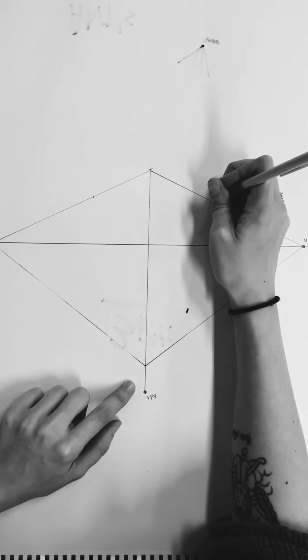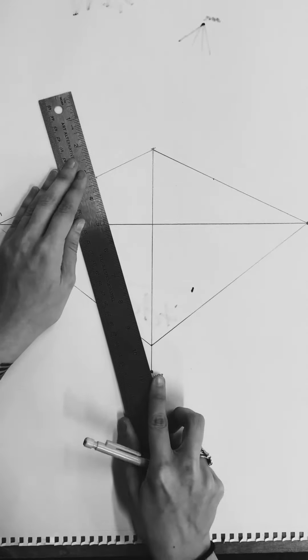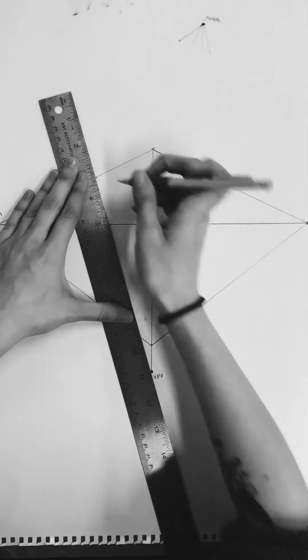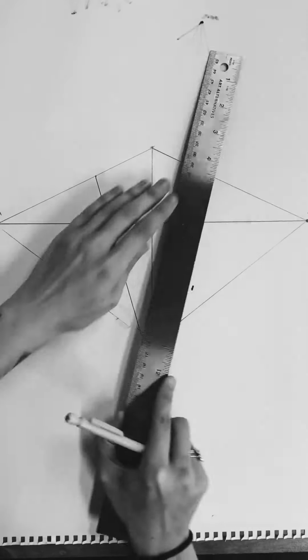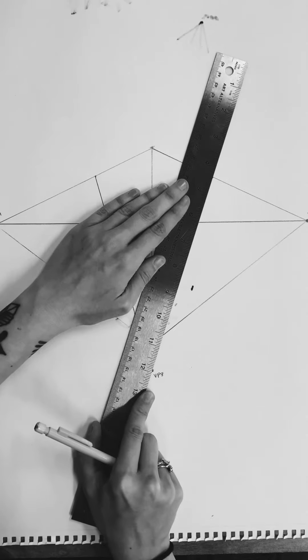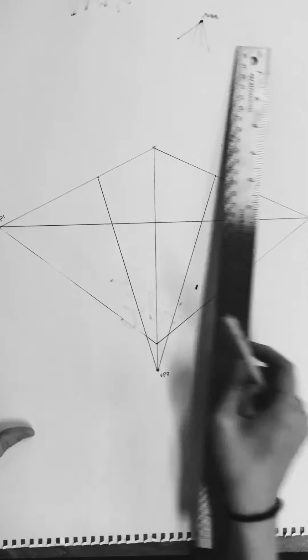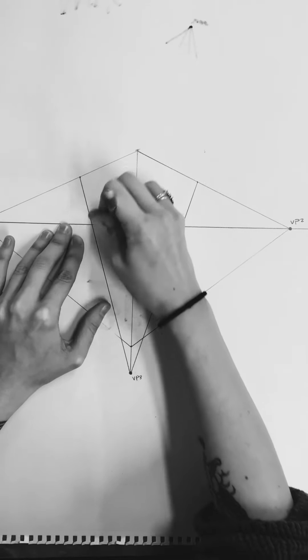So out here, establish how wide you want it, and then from those marks that we've just made, we'll connect back to the third vanishing point. All right, let's erase some lines so you can see what we're looking at.